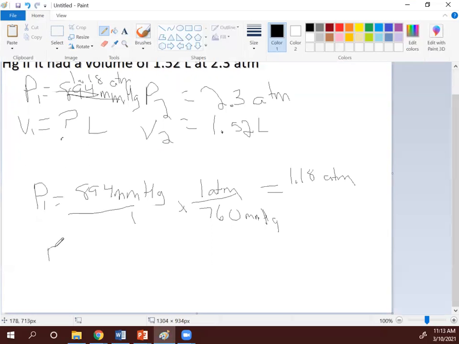My equation is P1 V1 equals P2 V2. And so my P1 was 1.18. My V1 is my X. That's what I'm looking for. P2, 2.3. And V2, 1.52.